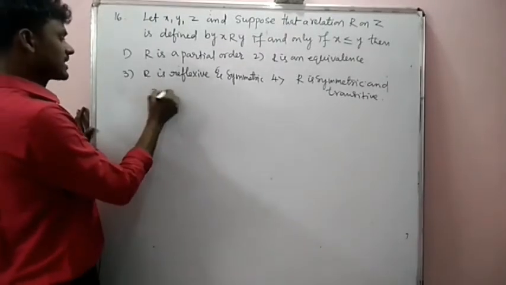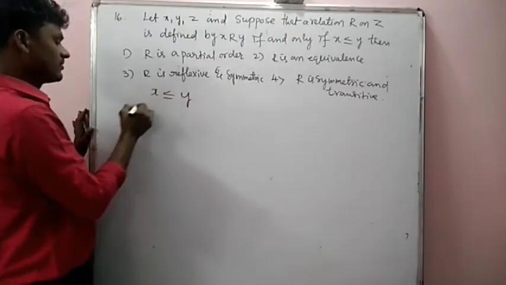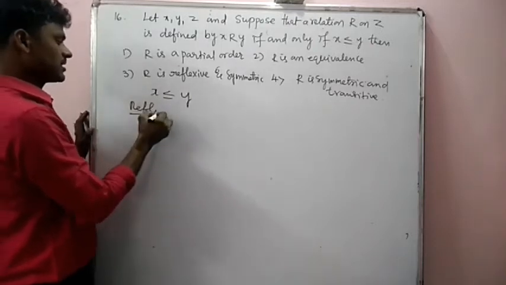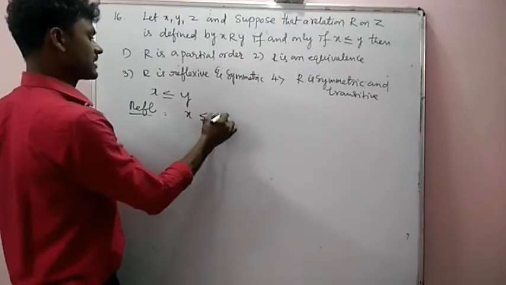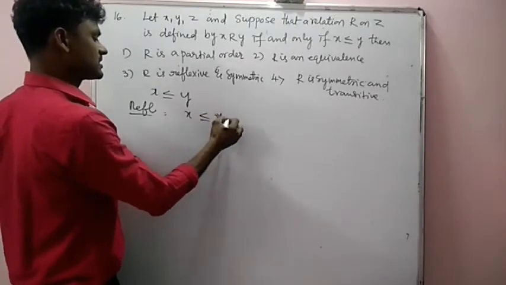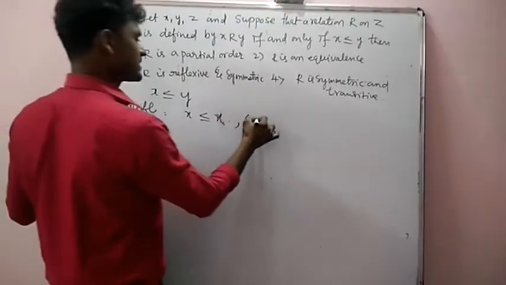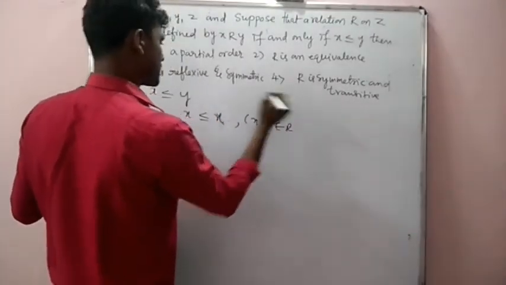Here the relation is x is less than or equal to y. First, reflexive, we have to check. Reflexive means x is less than or equal to x. Then this is reflexive, correct. Then (x, x) belongs to R, correct.